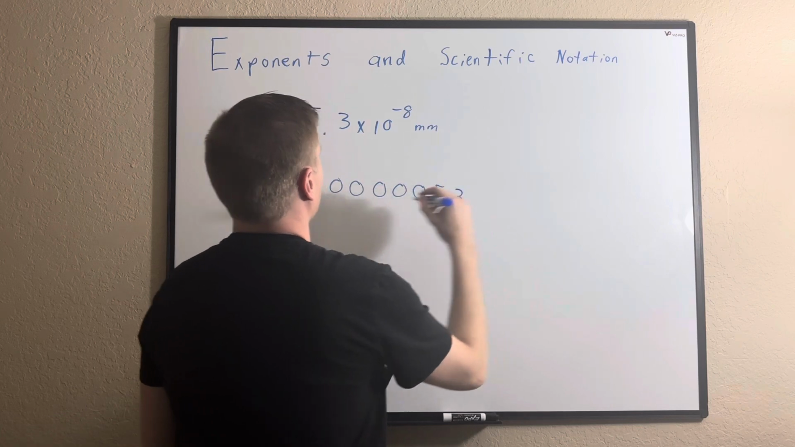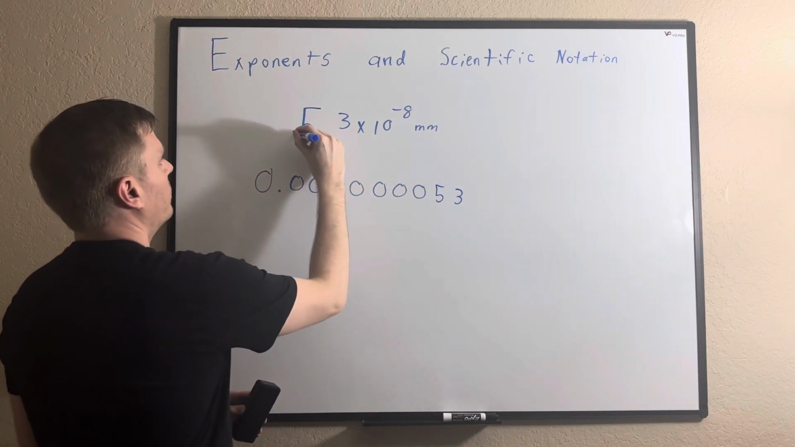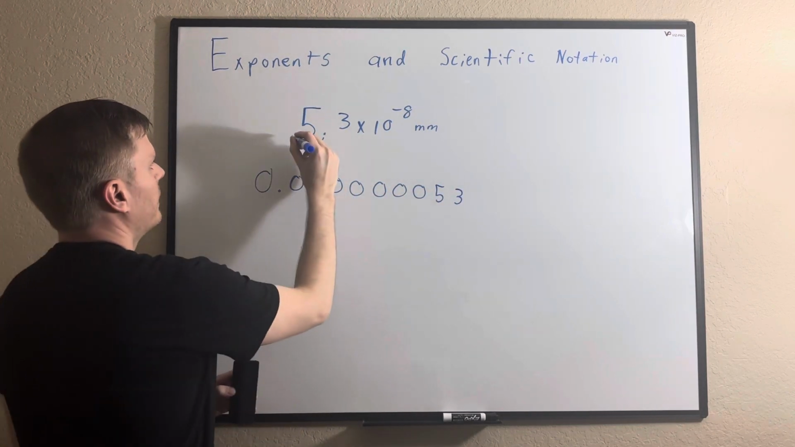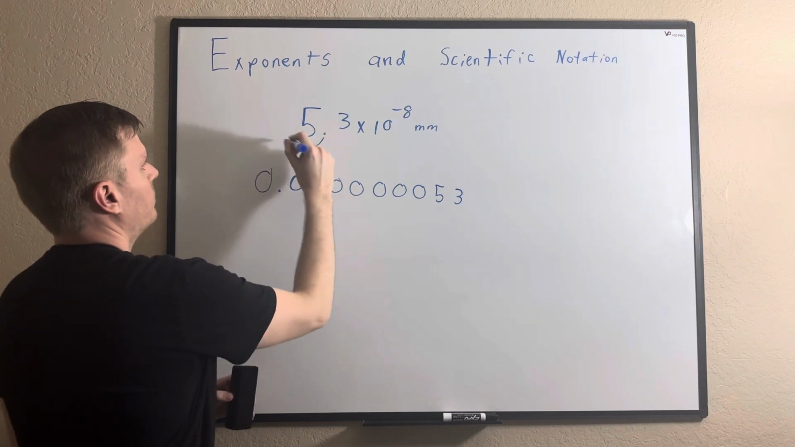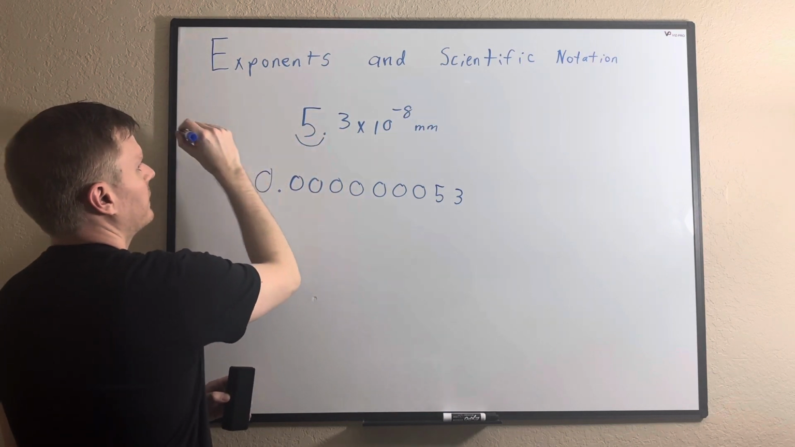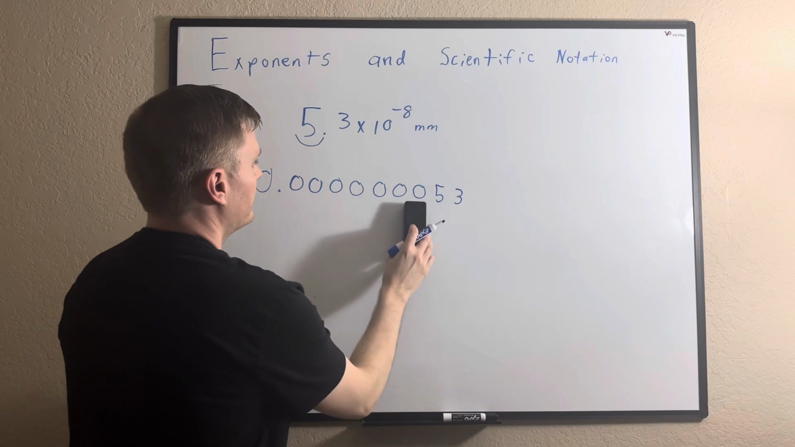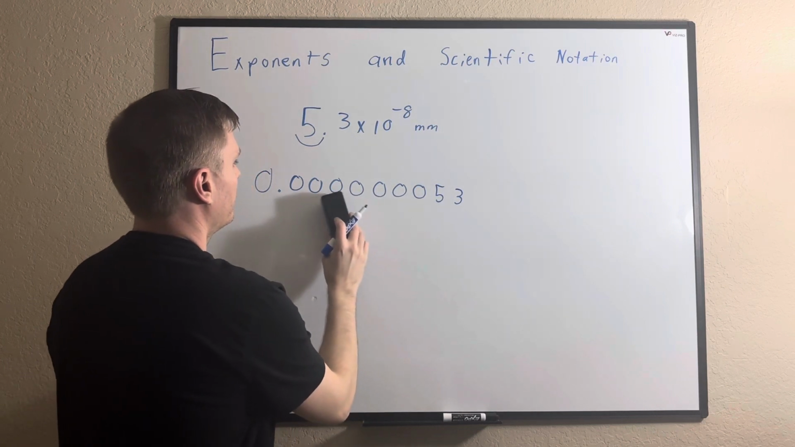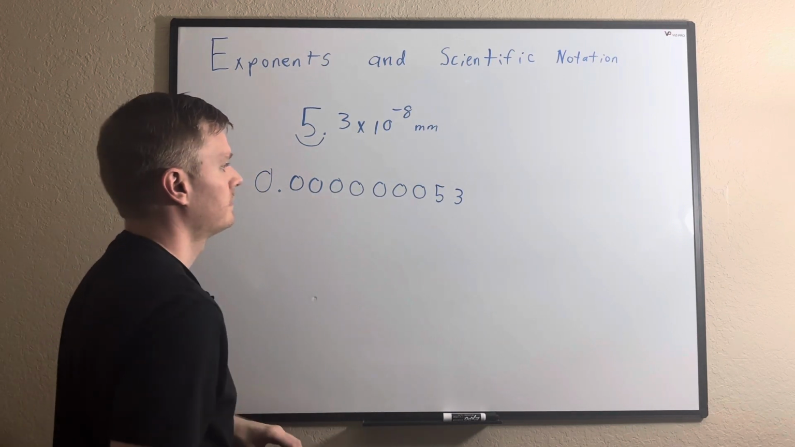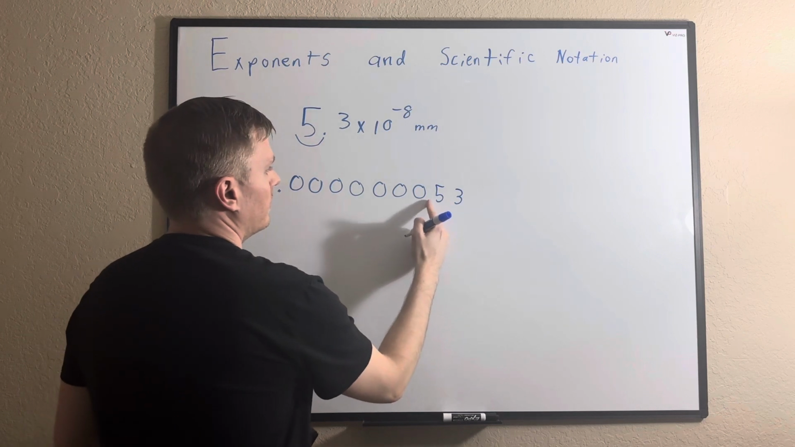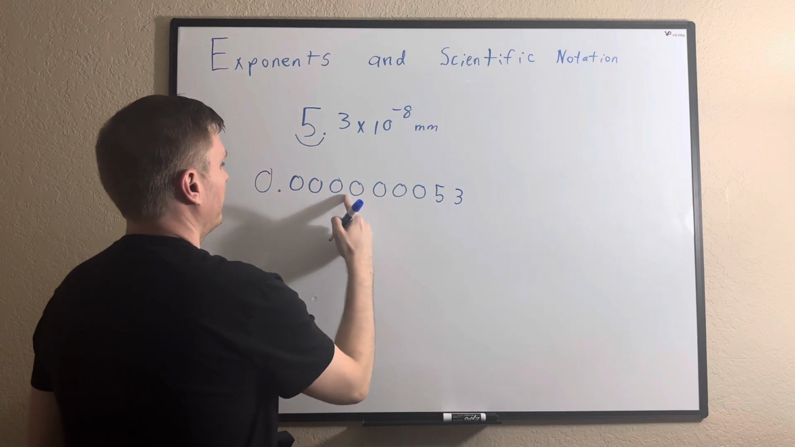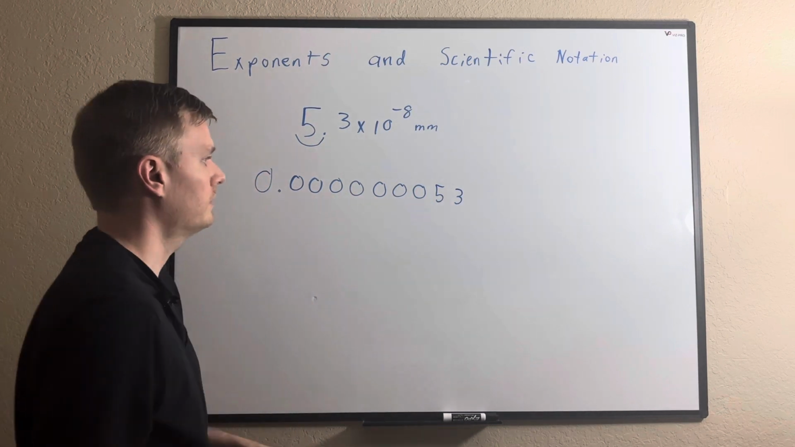We forget. You go over 1 place, and then you add. So it's 1, 2, 3, 4, 5, 6, 7, 8. So there would be 7 zeros. 1, 2, 3, 4, 7. Yes. 1, 2, 3, 4, 5, 6, 7, 8. There you go.